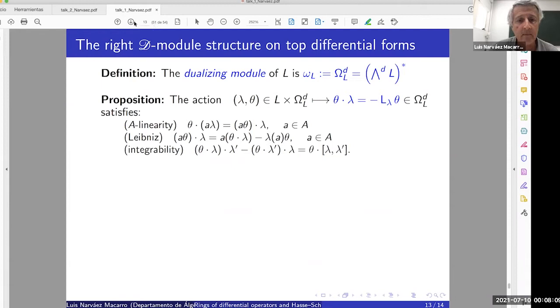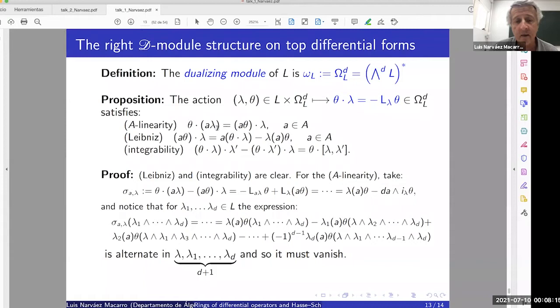But why in this case do we recover linearity with respect to A? The reason is written in this proof. Essentially what happens is that the correction term that appears, the difference between both, if you develop what happens with this term, you obtain that it can be written as an alternating form on d plus one derivations. And because we are on top differential forms, any alternating form on d plus one derivations must vanish. And so there is no correction term, and that gives an L-module structure on the right in a canonical way, without using coordinates, on omega L.